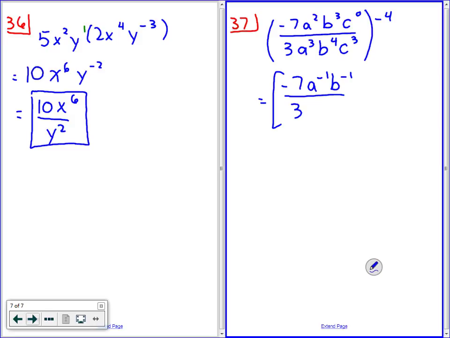I knew that. Okay. What's your c to the power of what? What do we break down c to? C to the 0 divided by c to the 3. It's going to be c to the what? Close.